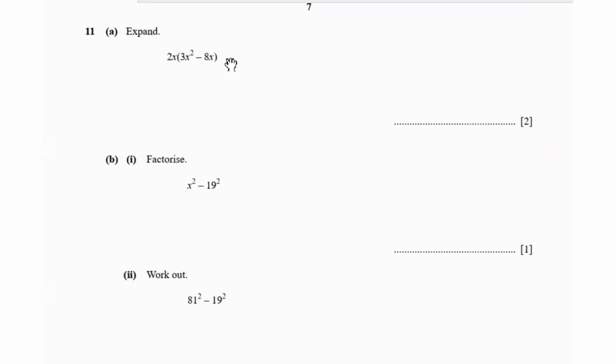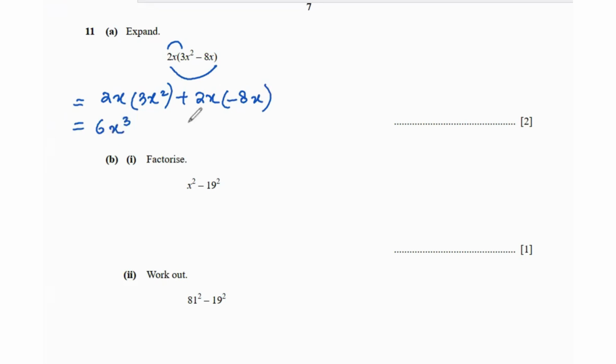Question 11 says expand 2x brackets 3x squared minus 8x. So whenever they talk about expanding brackets, you multiply the term outside the bracket with the terms inside the bracket. So 2x times 3x squared plus 2x times negative 8x. 2x times 3x squared is 6x cubed. 2x times negative 8x is going to be negative 16x squared. So that is your final answer.